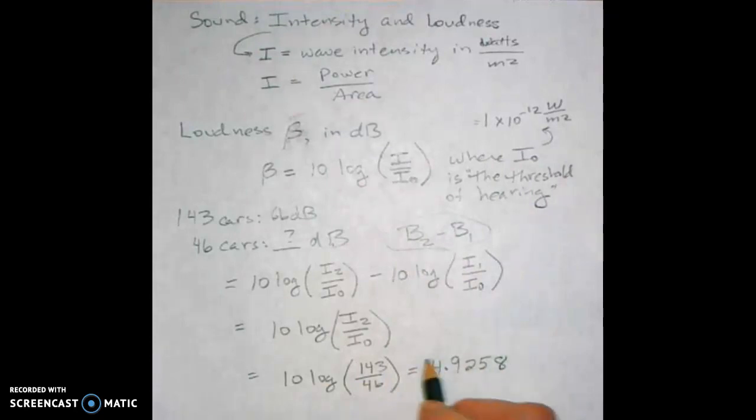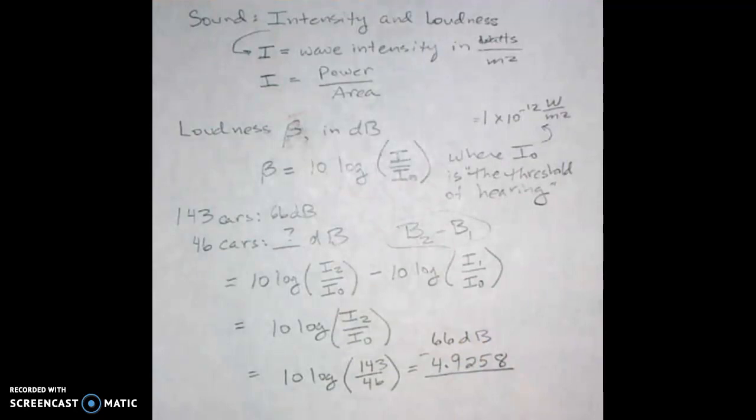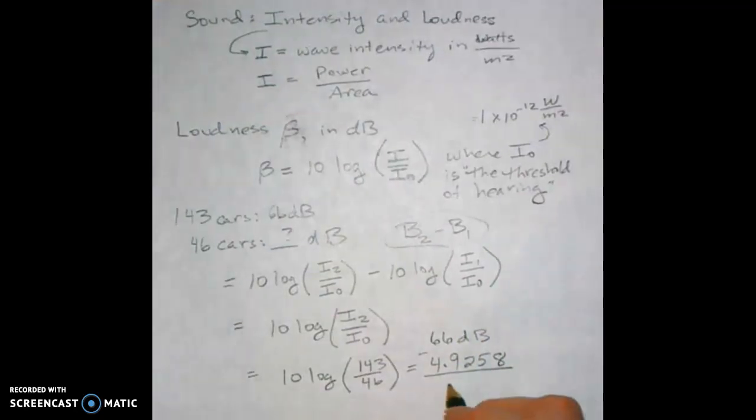So what I'm going to do is make this a negative number, and I'm going to combine it with the original decibel level of 66 and subtract. And when I do that, calculator time again, I will get the answer to this problem, which tells me that the decibel level has dropped from 66 decibels to 61 decibels as the number of cars decreased. I hope that helps.